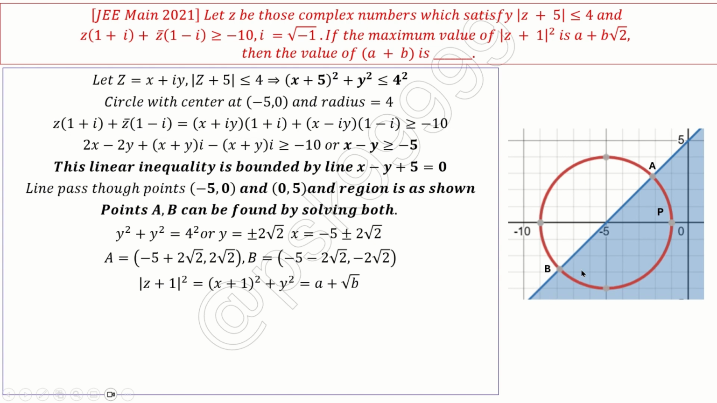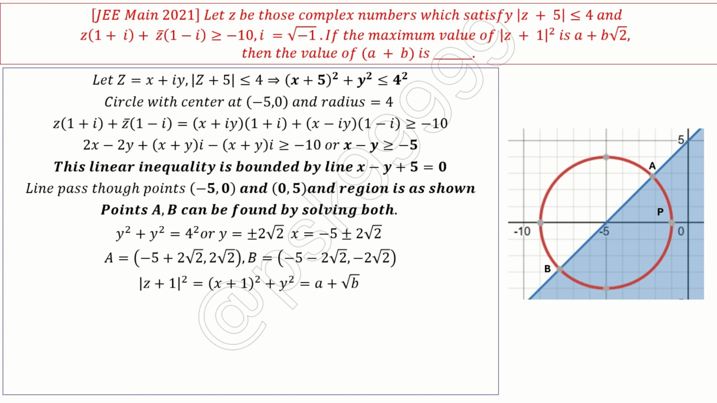Okay, so what is the maximum? I have to look at only the shaded area, because this is where x minus y plus 5 is greater than or equal to 0, right? So I have to look at only this shaded area. In this shaded area, what is the longest distance? That is obviously B. B is the longest, right? So PB is my distance. This is my longest distance.